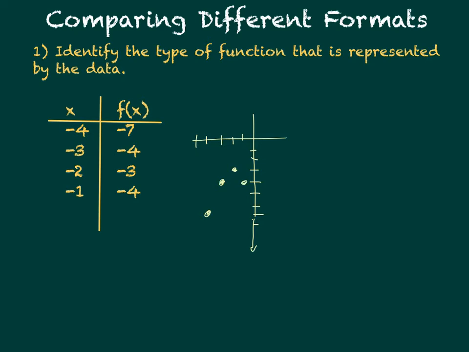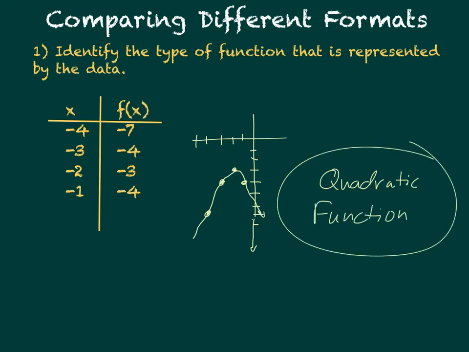All right, so we can kind of see that we're going to start down here, and then we're going to curve and go back down. So what that looks like to me is a parabola, which means it is a quadratic. And that's all you need to do. You just need to give some evidence of why it is a quadratic function.